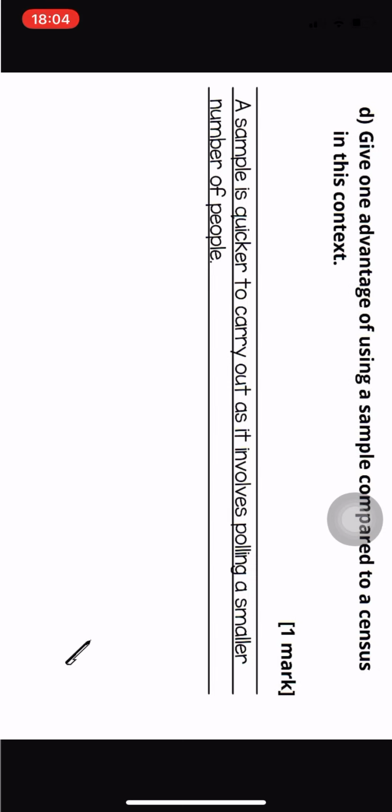We are asked to give one advantage of using the sample compared to a census in this context. This is for 1 mark. A sample is quicker to carry out as it involves polling a smaller number of people. This was worth 1 mark, and we get our mark for our advantage, i.e. a smaller number of people involved.